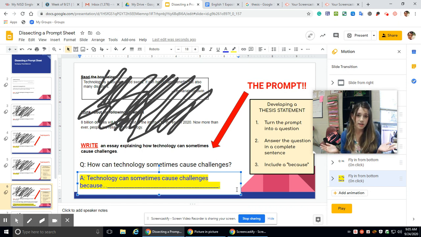Guys, everybody is going to have a different answer. They're not looking for one specific thing. They're asking for you to really think about what you know, what experience you have with this topic, and then fill it in. This is going to become your thesis statement. As you can see, it is a complete sentence. I have restated the question in the prompt, and I have included the word because. So I have followed all of the rules of a thesis statement. Once you have this sentence, you are ready to begin the rest of your essay.